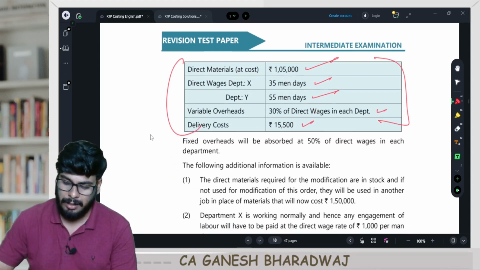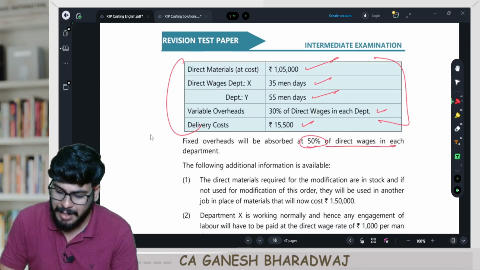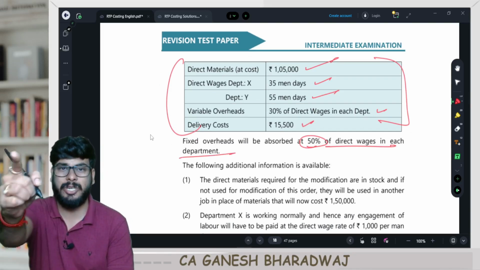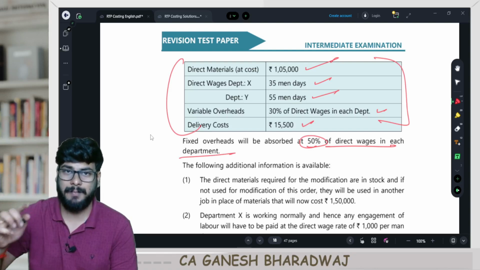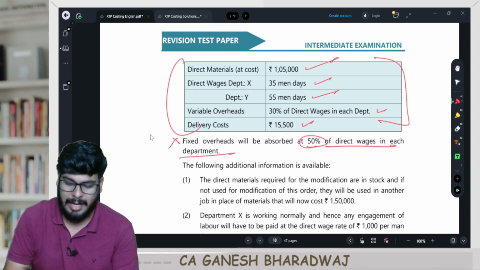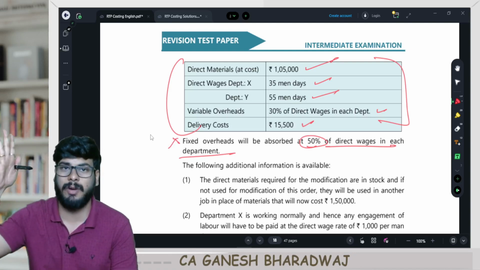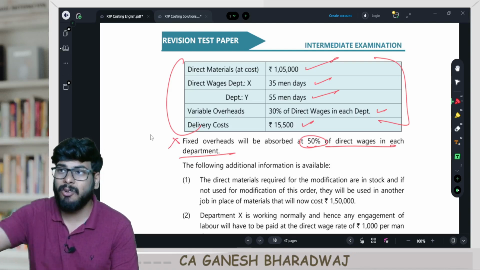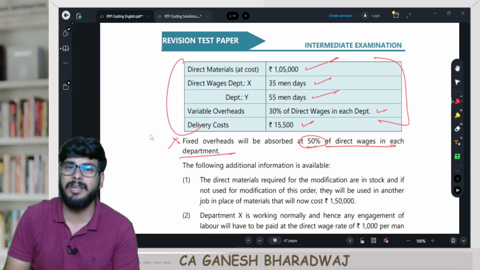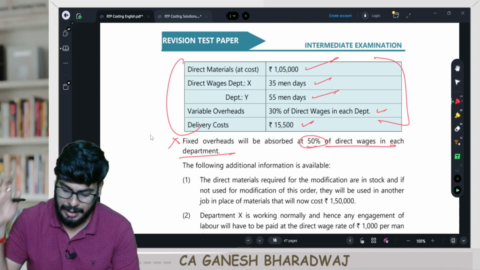Now, fixed overheads will be absorbed at 50% of direct wages in the department. Now you tell me, for the purpose of this decision, whether to sell to him or not, is this relevant? Absolutely not. Absorption of fixed overheads is not required, right? Because whether I go for this order or not, it will anyways be incurred. It is not specific to this particular decision making, hence I will ignore it.